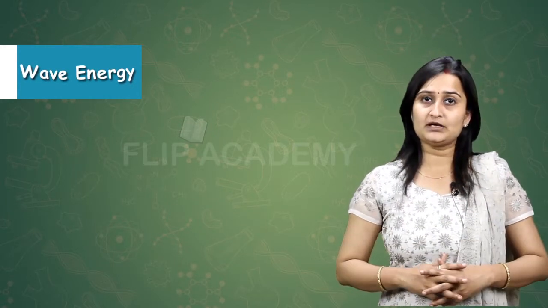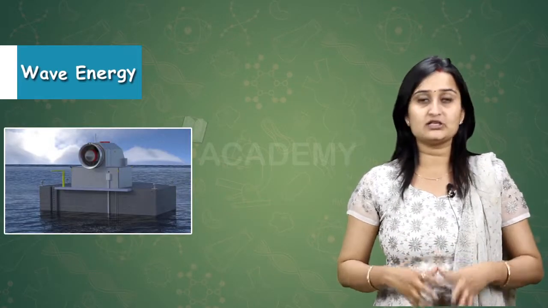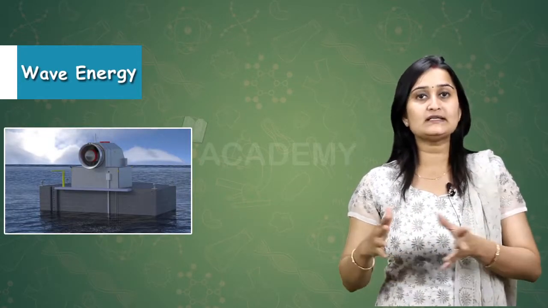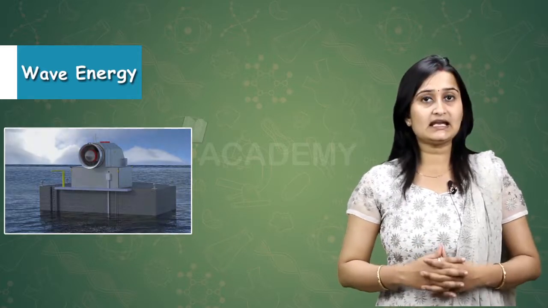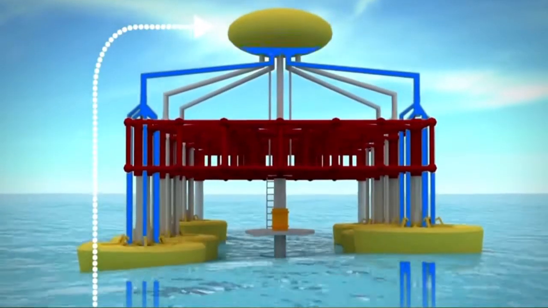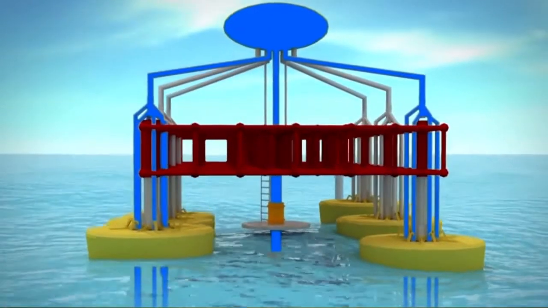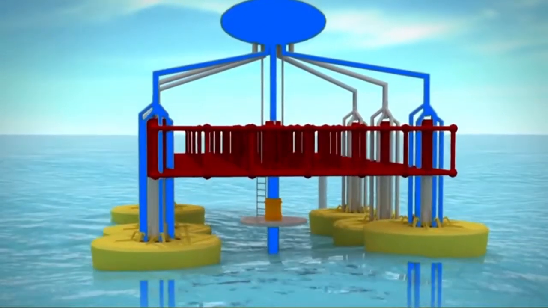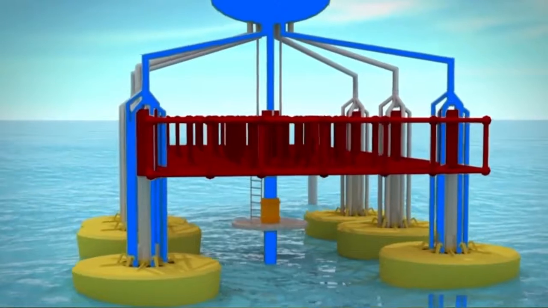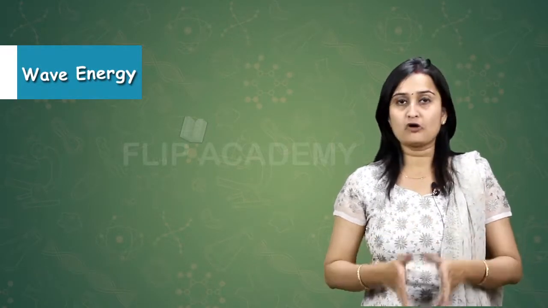Wave energy is produced by floating generators. There are floating generators which are allowed to float on the surface of the water. With the formation of the sea waves, the generator moves up and down, and due to this movement of the generator, it converts mechanical energy into electrical energy. So this is how the waves are utilized for energy production.